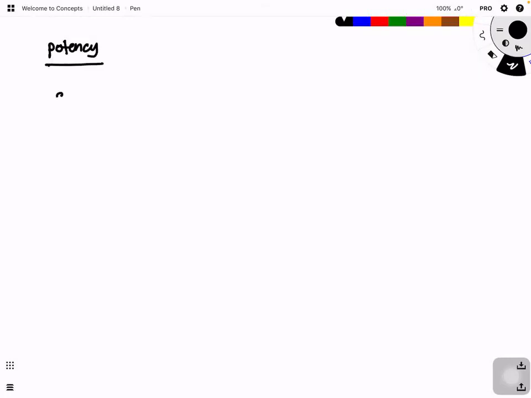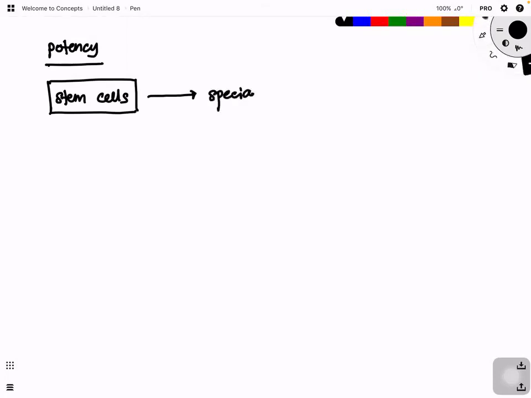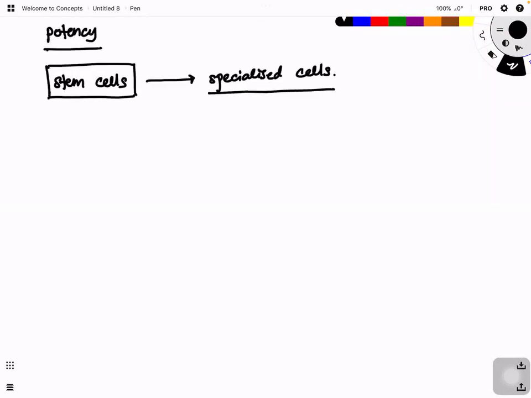Basically, stem cells have the ability to become specialized cells. Depending on how many types of specialized cells they can form, we can determine their potency. For example, if you look at the zygote, the zygote basically can form any kind of cell. So it's the full potency.